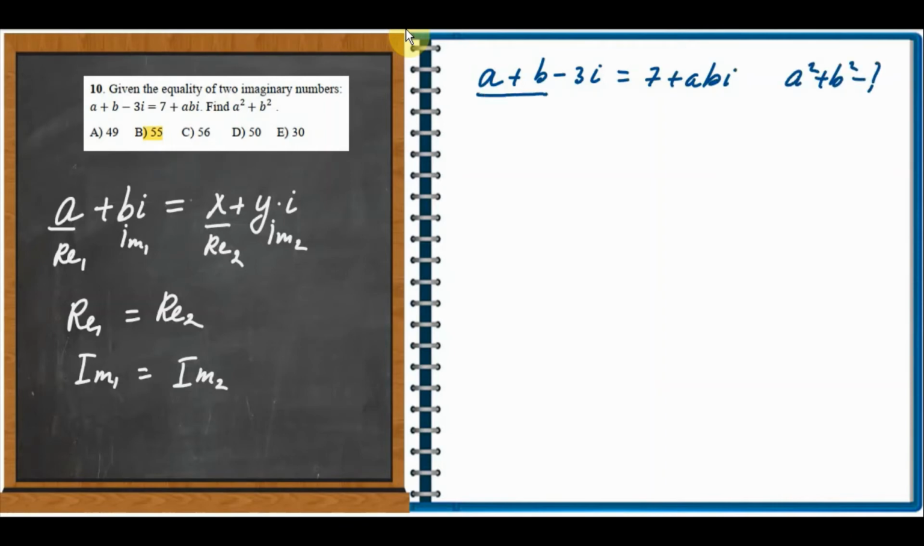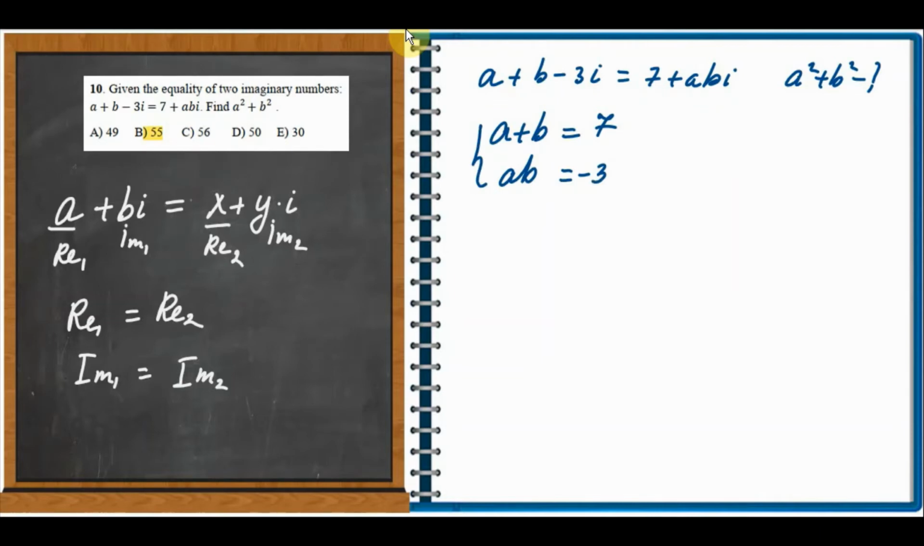What is the real part for the first part? It is a plus b. For the right hand side, the real part is just 7. And the imaginary part of the right hand side is ab. The imaginary part of the left hand side is negative 3. Now we come up with a simultaneous equation.